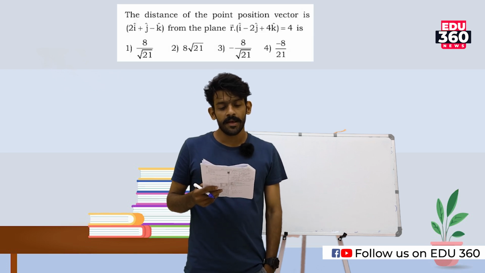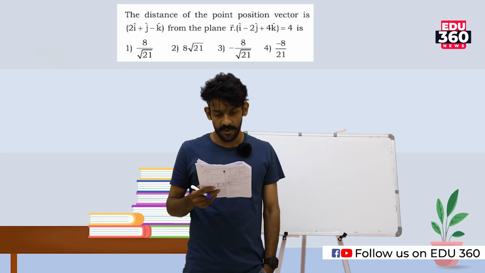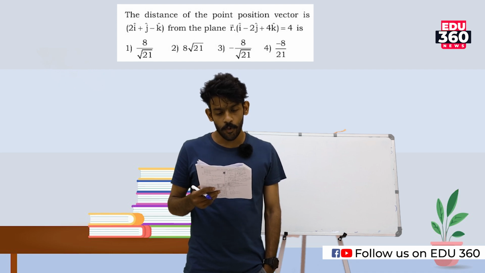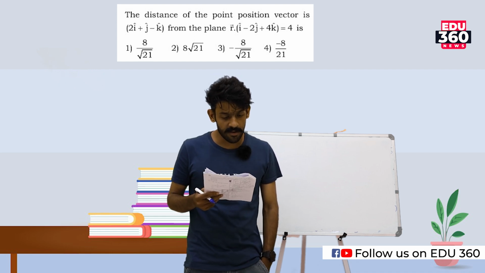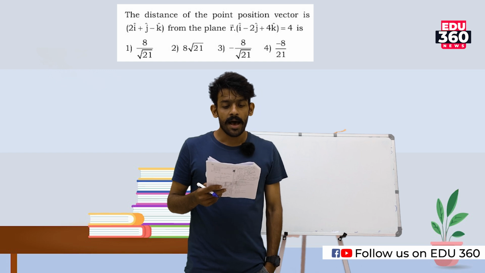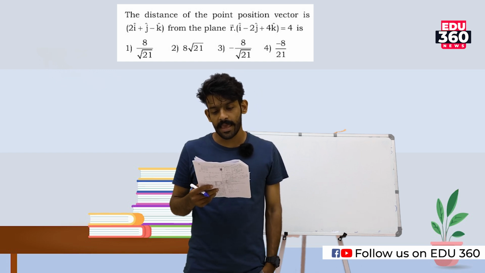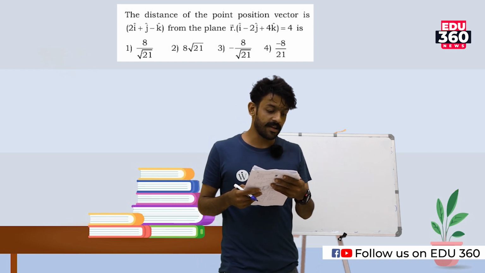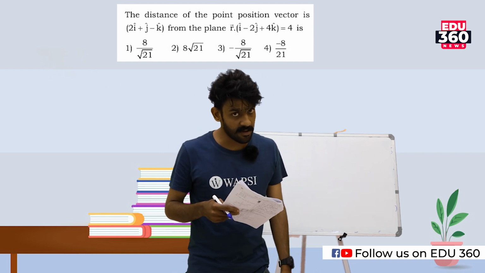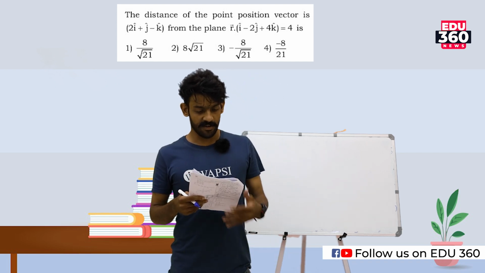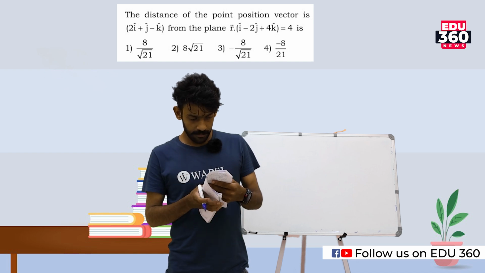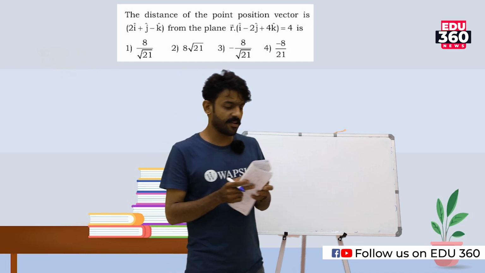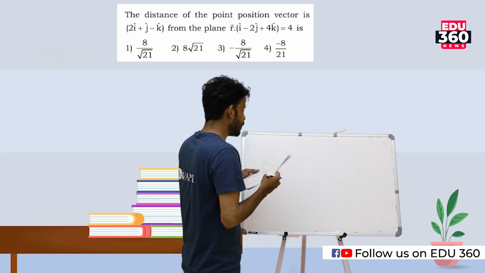The question is: the distance of the point with position vector 2i cap plus j cap minus k cap from the plane r vector dot i cap minus 2j cap plus 4k cap is equal to 4. We need to find the distance here.